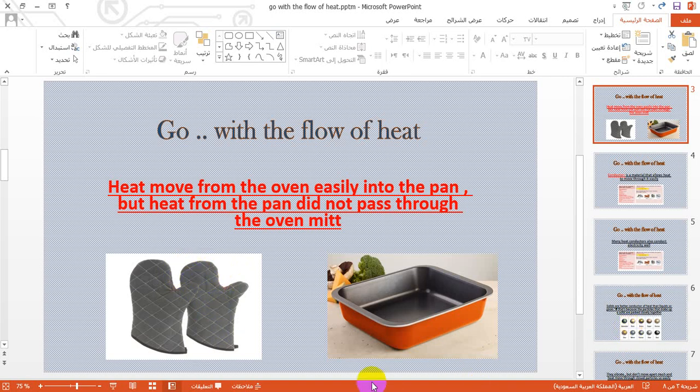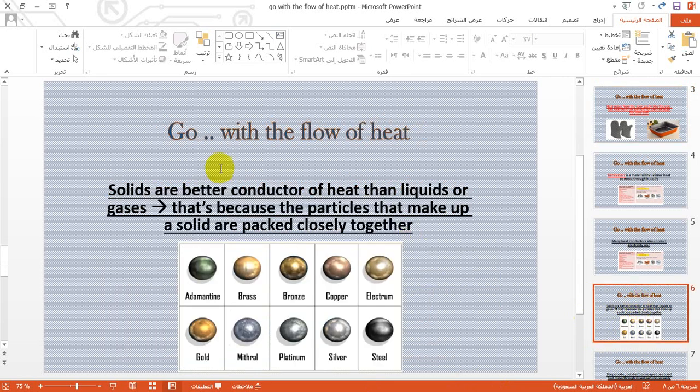I will explain why this one is a conductor and this one is not, because both are solid. Wait for me. Anyway, you have to keep in mind that solids are much better at conducting heat from one object to another. Solids are better conductors of heat than liquids or gases.